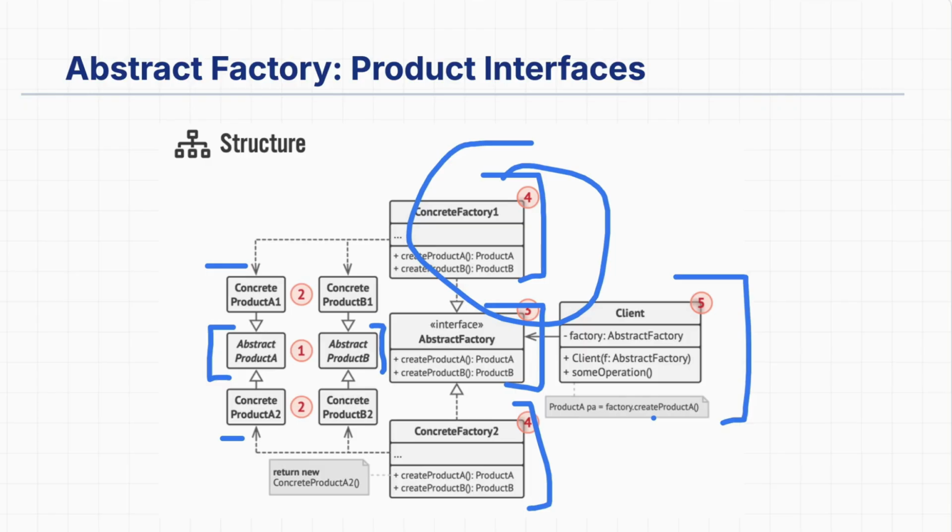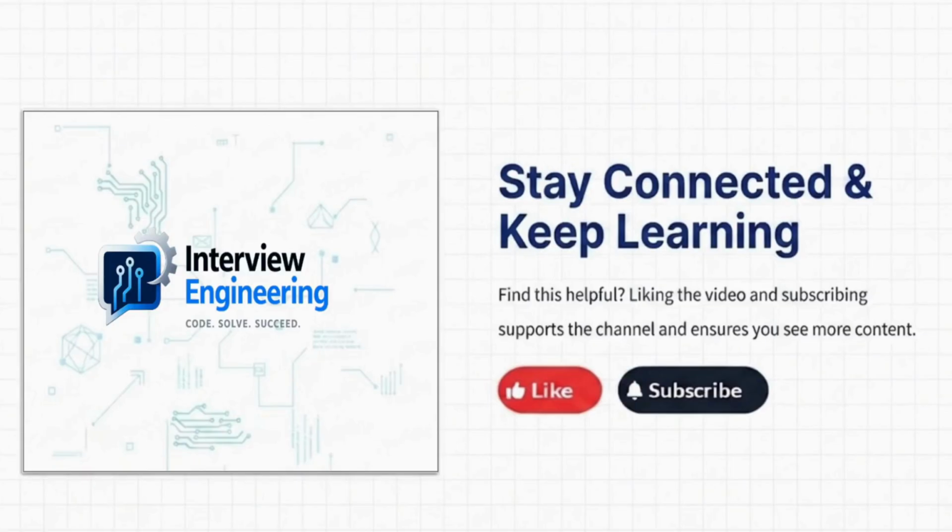Simple. Please note, don't get confused about whether you should create an interface or an abstract class. It totally depends on your use case, and both approaches are valid. If you're not familiar with interfaces or abstract classes, please watch my previous videos. With this, we have completed the abstract factory design pattern.